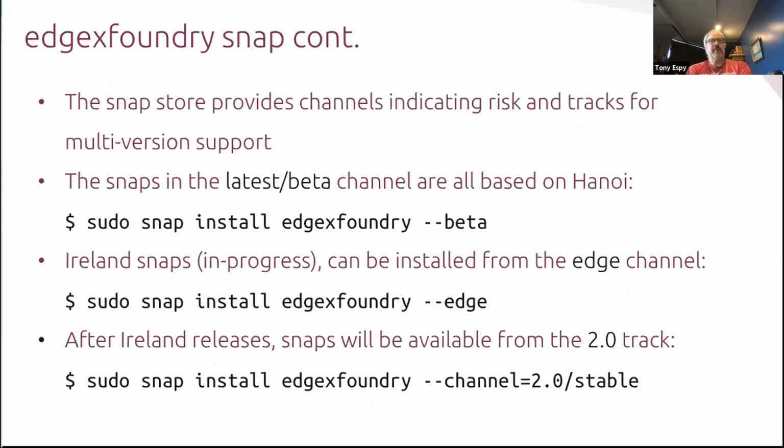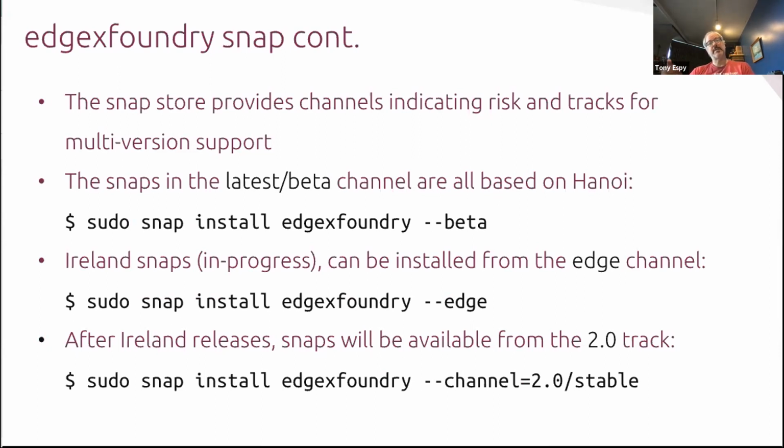A little bit about the Snap Store. The Snap Store has this concept of channels, which indicate risk, and tracks, which allow us to provide multiple versions. So the default channels are just stable, beta, candidate, and edge. We use edge to publish daily builds. So today, you can get the daily builds of the Ireland release of EdgeX Foundry from latest to edge. Beta and candidate are channels where we put versions of a snap that we're ready to release, but we may want some feedback and we may want some testing from the community.